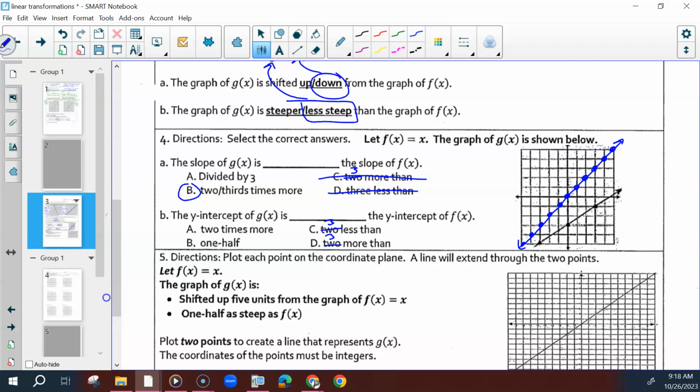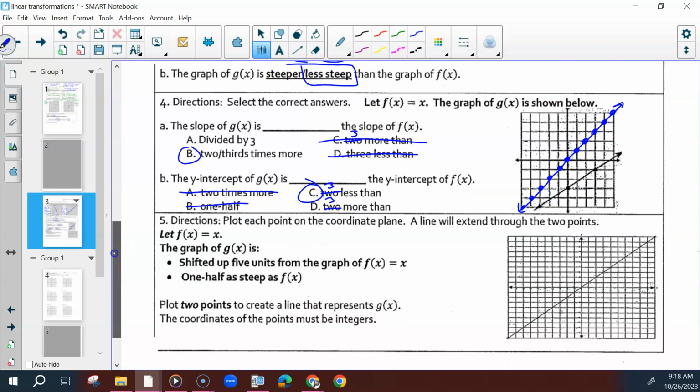So what about the y-intercept? Comparing the original to the one that was already graphed, which of these would apply? Is the new 3 more than? So C. Again, A and B could not apply because y-intercept is adding and subtracting. Always remember that you're comparing the new to the original. What changed from the original, not the other way around.